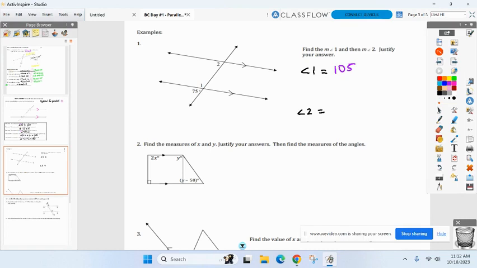That's a mouthful for me. I don't want to have to write all that down. I just want a quick theorem. Yeah, let's go. Linear pairs are supplementary. Yep.